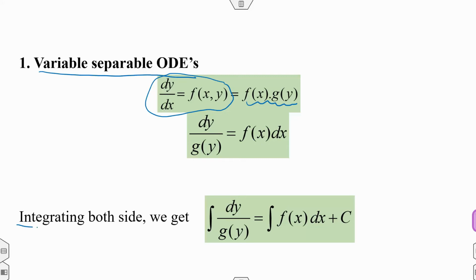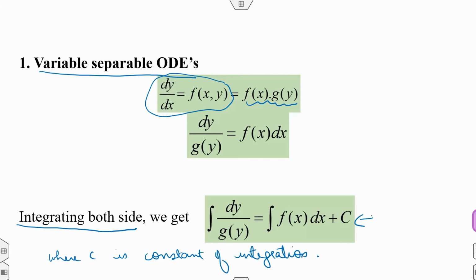And now what I'll do, I'll integrate both the sides. So integrating both the sides, what you will obtain is the solution of the differential equation. And here c is the constant of integration, and this represents the required solution of the given differential equation 1. So let's solve a few questions on this method.